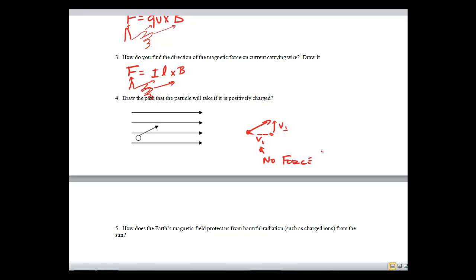And the reason he has no force is because he is parallel to the field. So there's going to be no change to that velocity. No matter what happens with the other component, he's still going to be moving forward in some way because there's no force on that parallel part. Now if we look at the perpendicular part, we will experience a force.